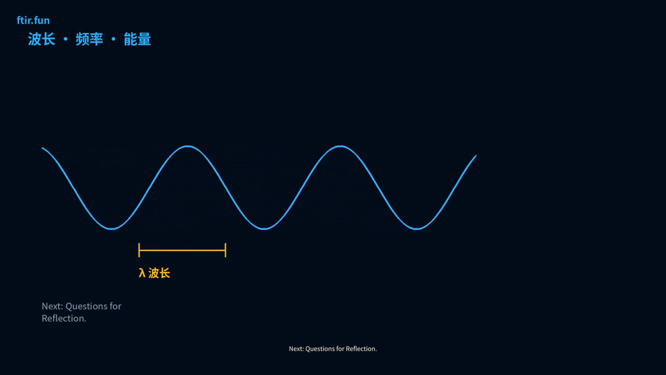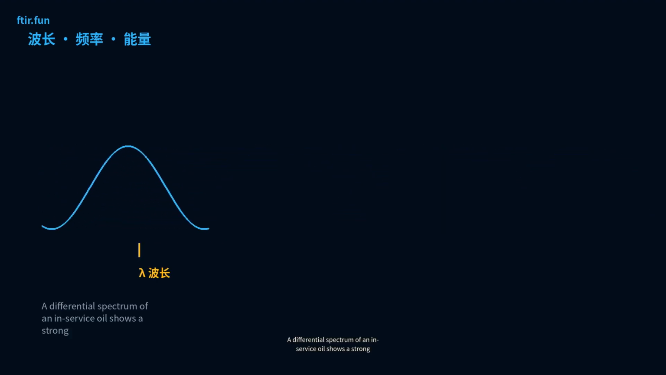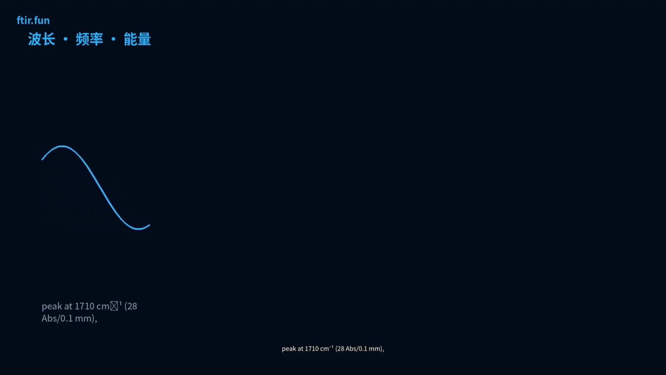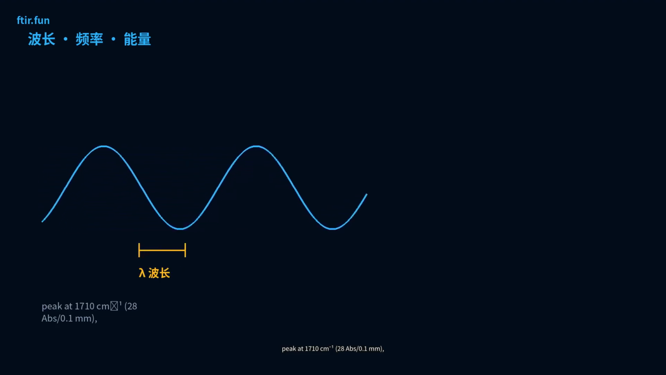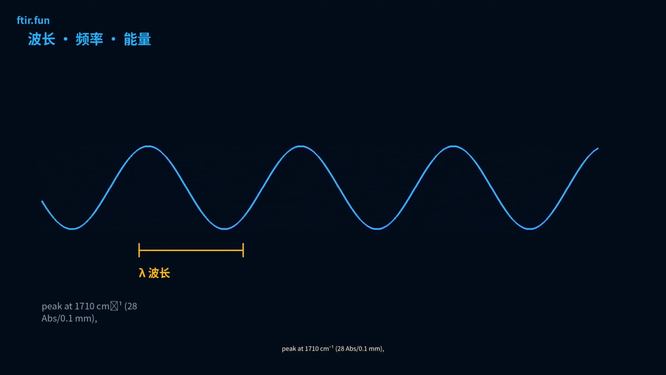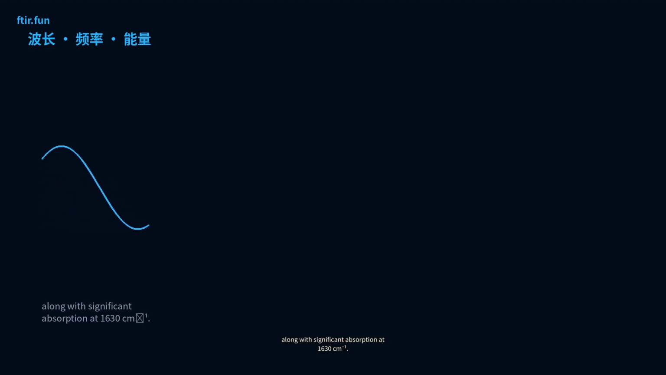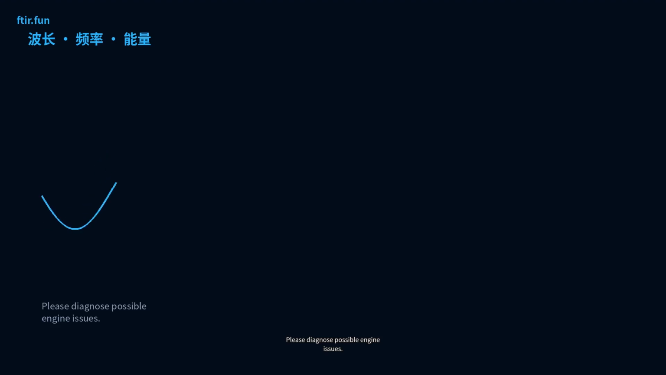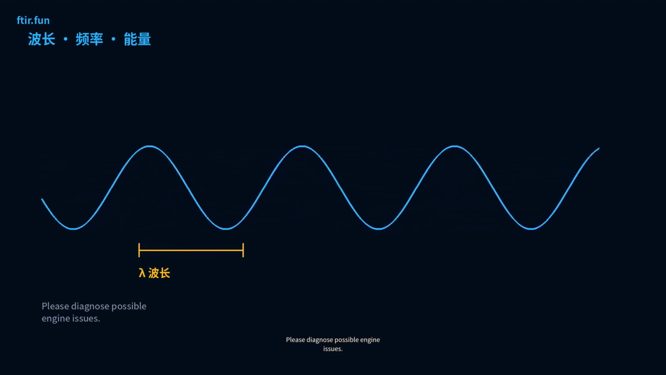Next, zone for reflection. A differential spectrum of an in-service oil shows a strong peak at 1,710 centimeters, 28 abs per 0.1 millimeters, along with significant absorption at 1,630 centimeters. Please diagnose possible engine issues.